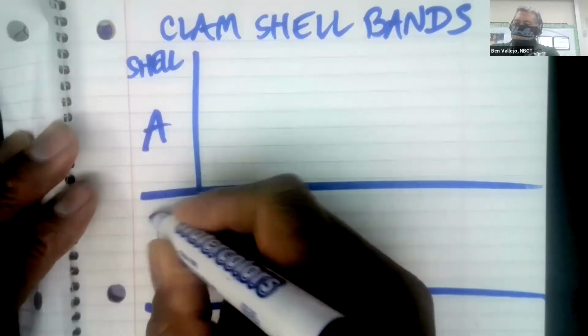It could be something like this. Let's call it clam shell bands. Let me focus that. Okay, we're going to have 4 of them all together. What I need to do is write shell, and I have 4, so we'll call it A, B, C, D. So like that, there's A, there's B, C, and D.